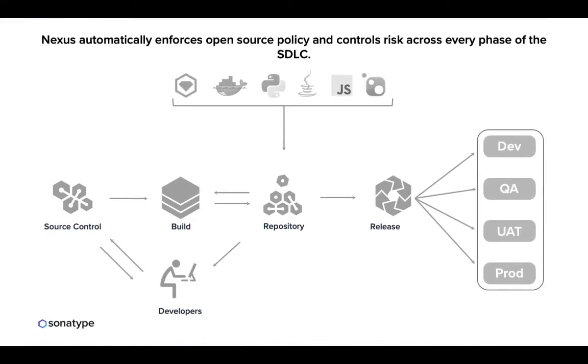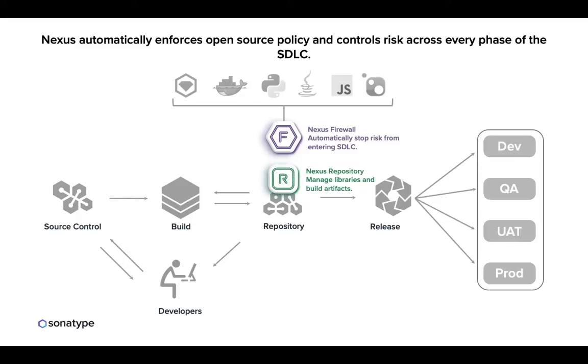So at Sonatype, we've developed a whole platform to automatically enforce open source policy and control risk across every phase of the SDLC. It's a complete integrated set of solutions designed to work together. The first solution is actually called Nexus Firewall. Nexus Firewall automatically stops risks from entering your software development lifecycle by enforcing policies when proxying to public repositories. So if you have an open source policy to not allow a vulnerable component with a CVSS score greater than 7, Firewall can actually block that component from being downloaded.